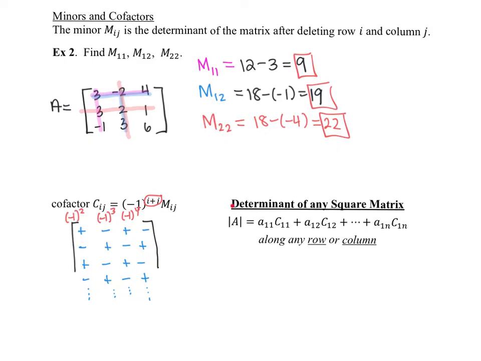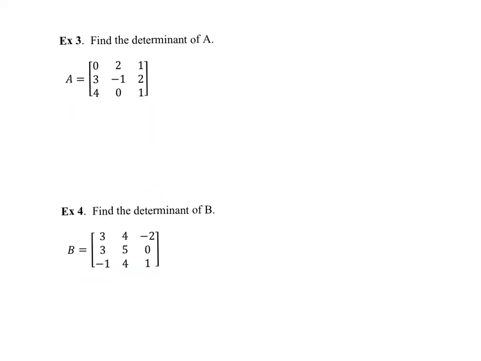And that's because to find the determinant of any square matrix, meaning a 3 by 3, a 4 by 4, a 5 by 5, a 10 by 10, I go along any row or column and I multiply the entry by its cofactor. And then I go to the next one, I multiply the entry by the cofactor, and so on and so on. Okay, so we're going to try it for this one, even though you have no idea what that even meant.